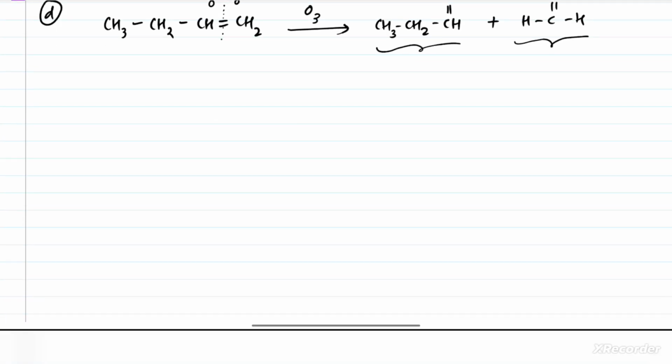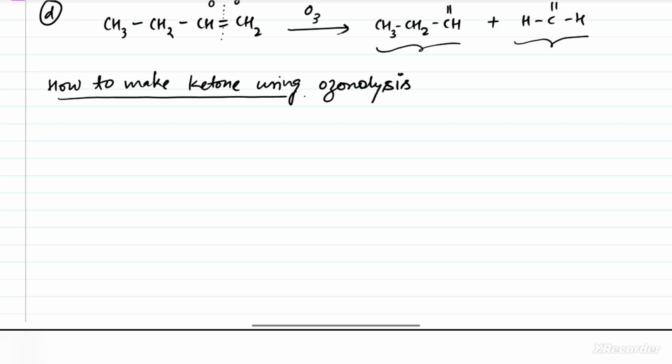Now the most important part is how to make a ketone using ozonolysis. Basically when we have to prepare a ketone, we must have at least a di-substituted alkene. What does it mean? CH3, C, CH3, this is di-substituted, and then we can write CH2. When this type of alkene, with a C double bond C, has di-substitution, it should have two side chains, two alkyl groups.